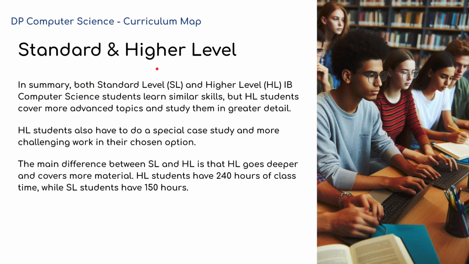In summary, both standard level and higher level IB computer science students learn similar skills, but higher level students cover more advanced topics and study them in greater detail. Higher level students also have to do a special case study and more challenging work in the chosen option. The main difference between standard level and higher level is that higher level goes deeper and covers more material. Higher level students have 240 hours of class time, while standard level students have 150 hours.